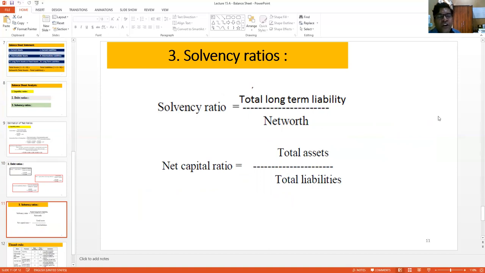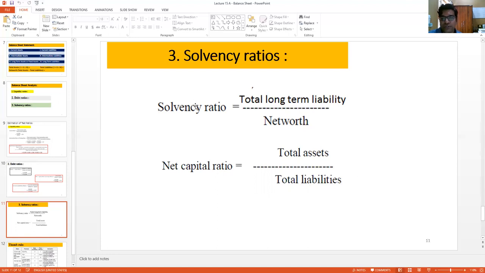The ability or capacity of the farmer to repay long-term loan is called solvency. In solvency, we have two ratios. First is simply the solvency ratio. Then we have NCR, which is net capital ratio. What is net capital ratio? Nothing but total assets upon total liabilities. So the ratio should be more than one, right?